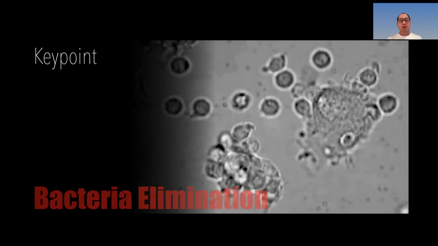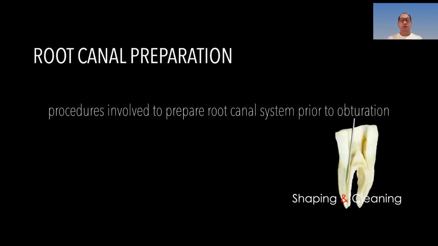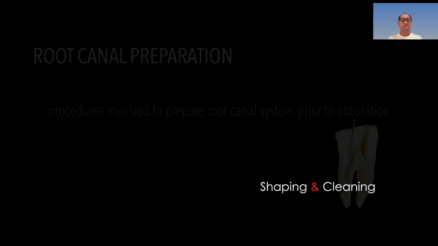So let's talk about how we can eliminate bacteria inside the root canal system. It is not a secret anymore that we need to do our root canal preparation. And by preparation, I mean preparing the root canal to be ready to be obturated. So if the key point of bacterial elimination is preparation, it means that inside the preparation we need to perform shaping and cleaning inside the root canal system.